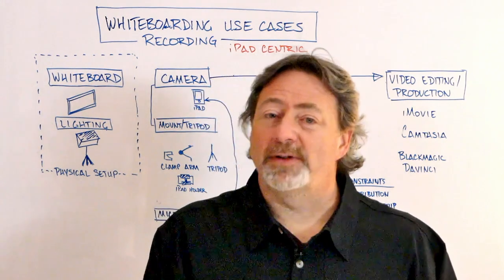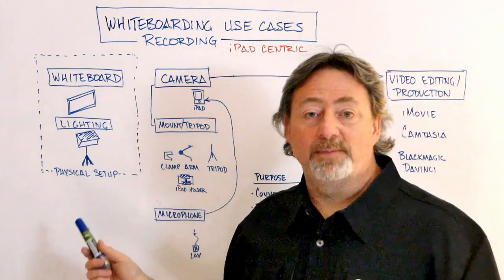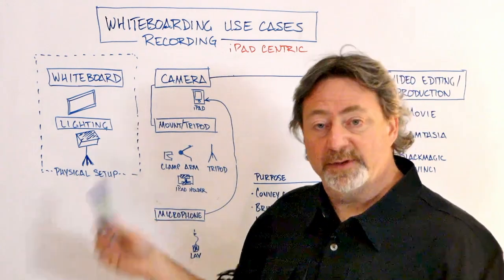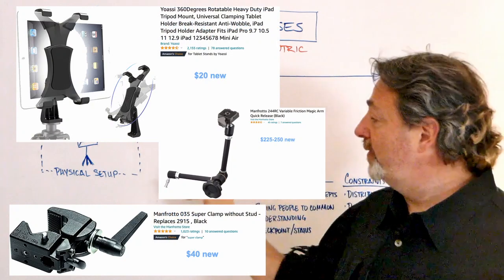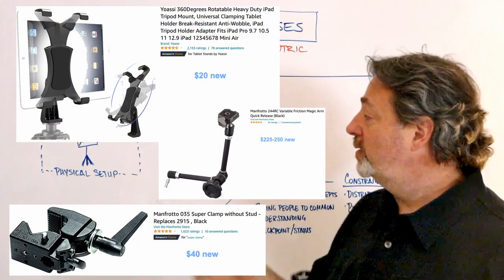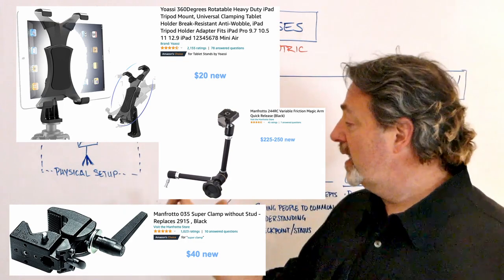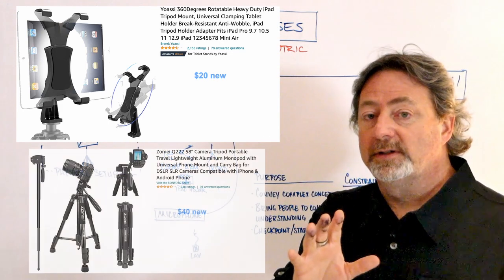It's a much more simplified view, by the way. So in this case, you of course have your whiteboard and your lighting set up, your physical environment. Then you have an iPad, and you want to mount that on something. And you've got the same options as you would with an HDMI camera. You have your clamp and your arm, and you can have an iPad holder, right? Or you can have a tripod with an iPad holder.